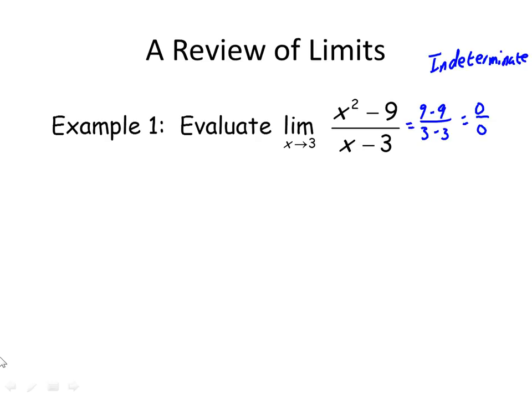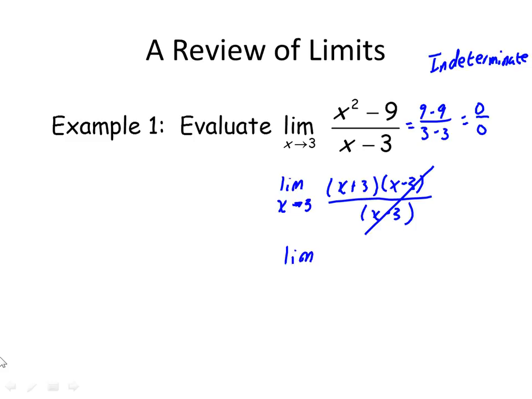So if we try some algebra in the numerator, that's the difference of two squares, and we can factor that. So that's going to go to x plus 3 times x minus 3. Well, what happens to the x minus 3 groups? They cancel out. So now what you have is the limit as x approaches 3 of x plus 3. Well, let's apply the limit here. If we apply the limit here and just plug that 3 straight in, look at what happens.